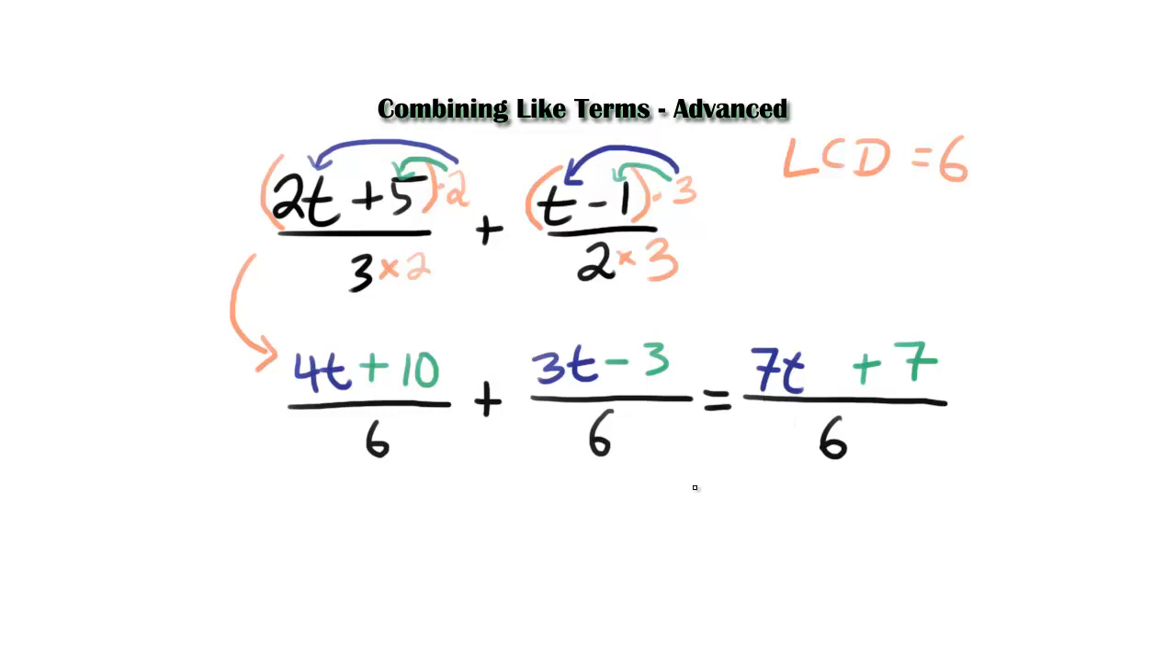Alright, so now what else can we do? Well, pretty much that's it. We can't combine the 7t with the 7, so we'll stop there and call that our final answer, the simplified version of the fractions that we started off with. Okay, so we're done, and we're really happy, because this one was kind of a challenge.